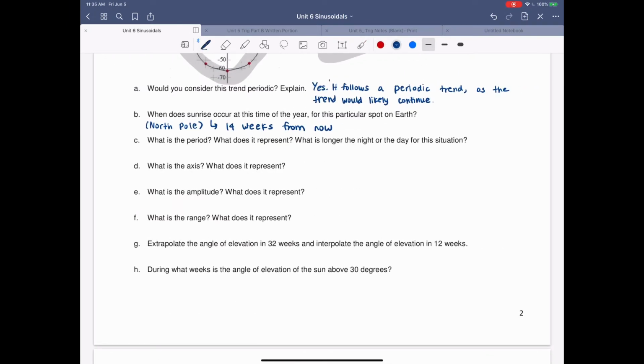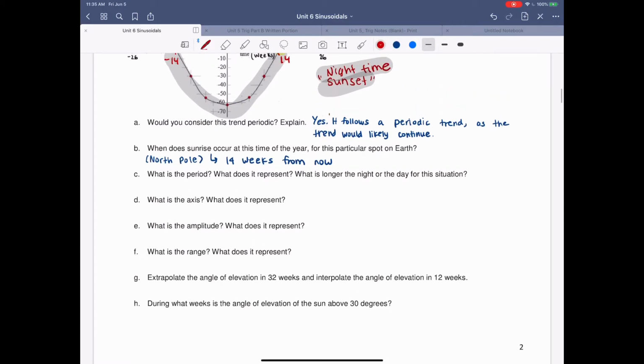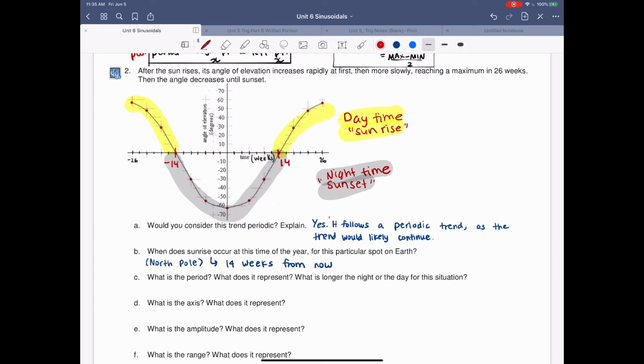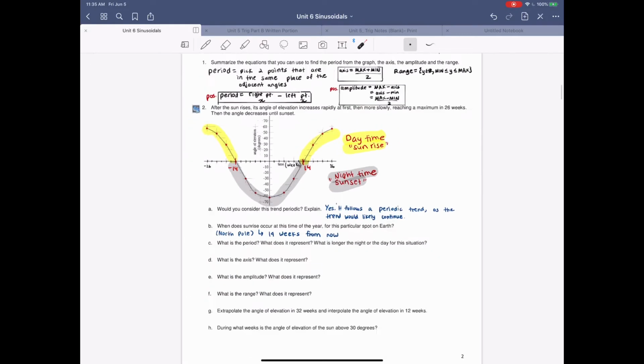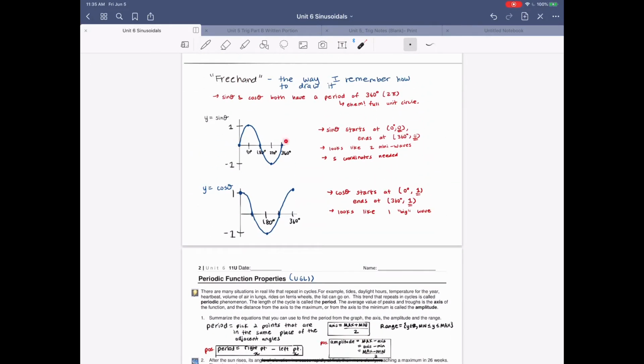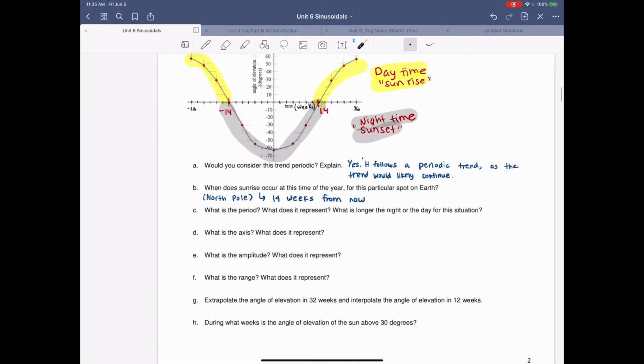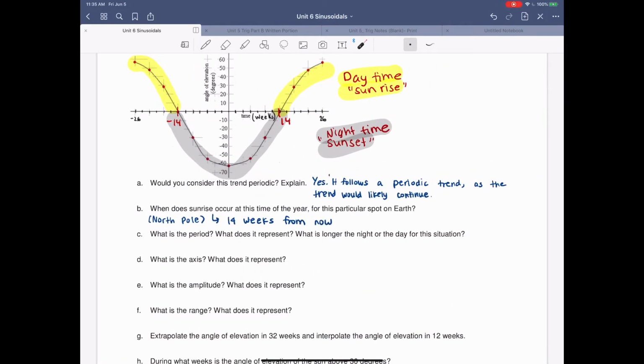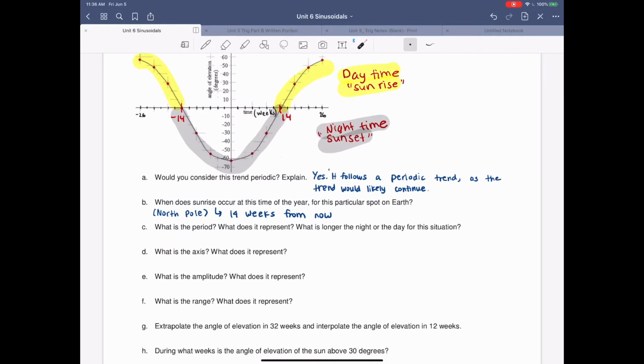Question C, what is a period? What does it represent, and what is longer, the night or the day for this situation? So remember, I had to recognize that this is one period, and that's why it is important that you understand what the sine theta and cos theta looks like, because then in my head I could be like, oh, this one looks like the cos theta, and so I could say, oh, it does reflect one cycle. The reason why that helps is, well, from here to here, that reflects like a negative sine theta, but then it's not quite done. So for me, it looks kind of like a cos theta, and it looks like one cycle.